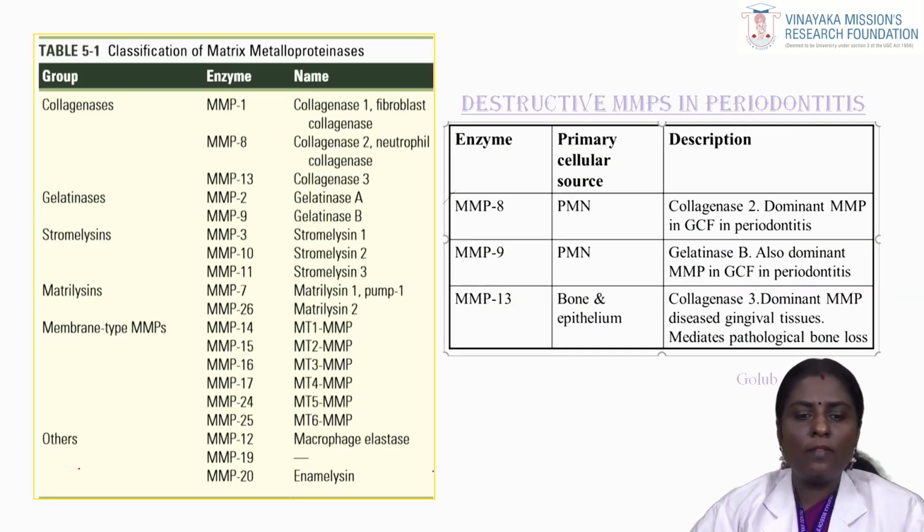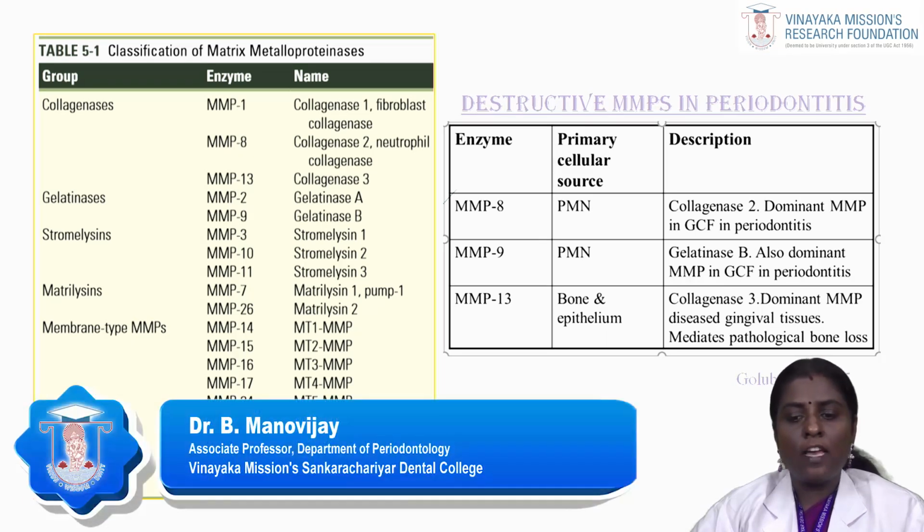So this is the classification of matrix metalloproteinases, and we have various groups like collagenases, gelatinases, stromelysins, matrilysins, membrane type MMPs and others. Of these, MMP8, MMP9 and MMP13 have a distinctive role in periodontitis. MMP8 has its main source from PMNs, and it has been described to be the dominant collagenase present in the GCF of periodontitis patients.